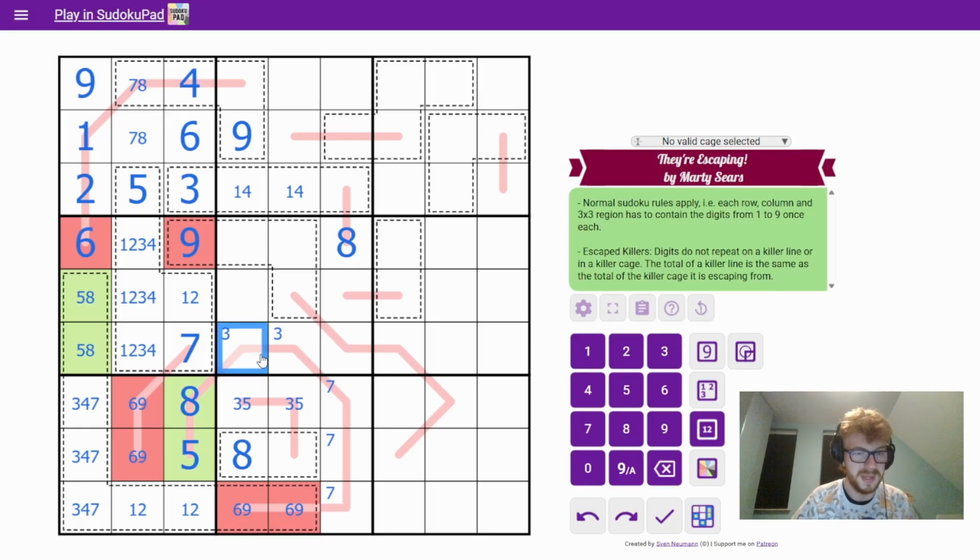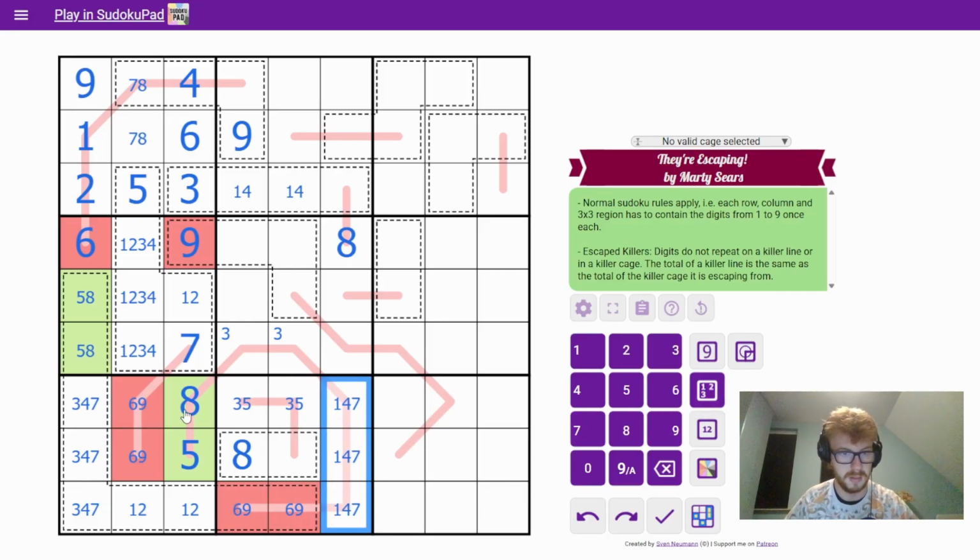Sure, that does mean... Oh, well, no, wait, well, yeah, okay, that's interesting. If that's a 1, that's a 1, and that breaks this, right? If that's a 4, that's a 4, and that breaks this as well. So 1 and 4 within this box must go here with the 7, 1, 4, 7. And then in the killer line, what do we have? 1, 2, and 3? Yes. Makes sense.